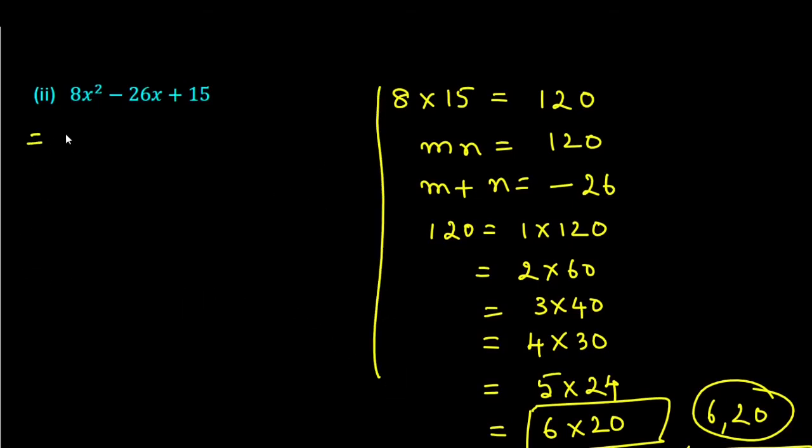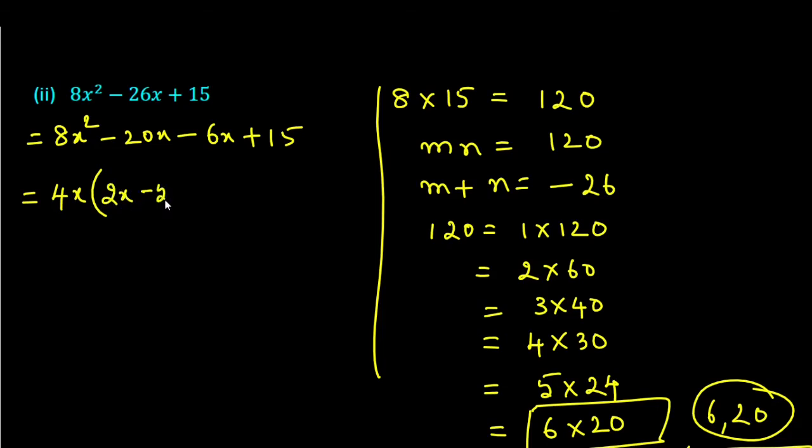So this can be written as 8x² − 20x − 6x + 15 as it is. These two can be grouped and these two can be grouped. Here we get the HCF as 4x. So 4x is taken as common factor. We remain with 2x here and −5 here.